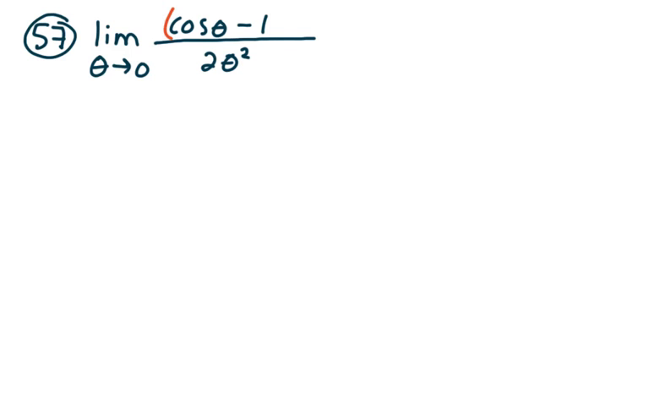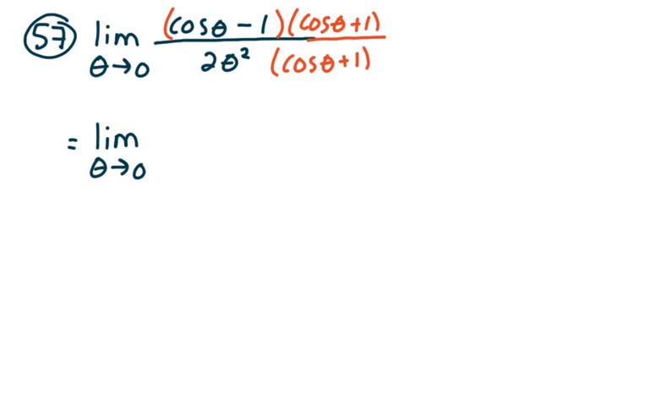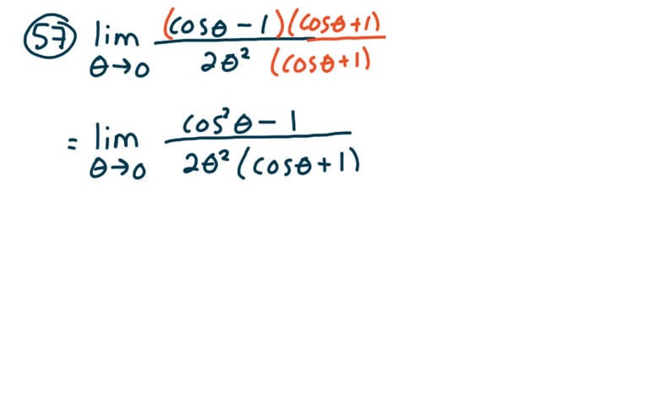So what I'm going to do first is multiply again by cosine theta plus 1 in the numerator and the denominator, like so. Now, this is the limit as theta goes to 0 of, in the numerator, we have cosine squared theta minus 1. In the denominator, we have 2 theta squared times cosine theta plus 1.